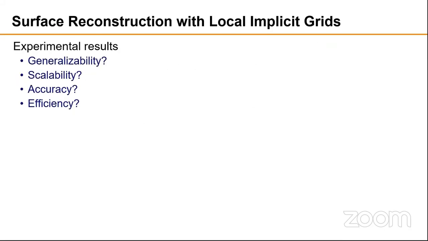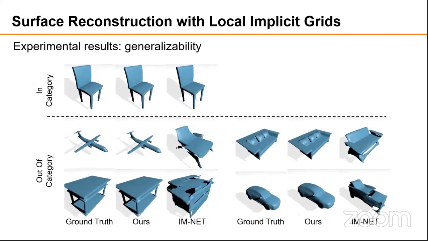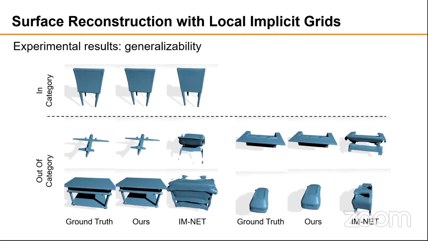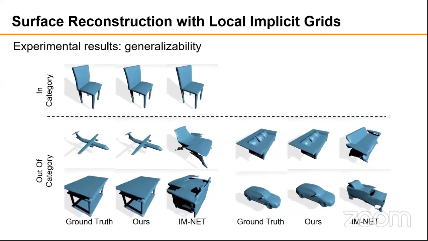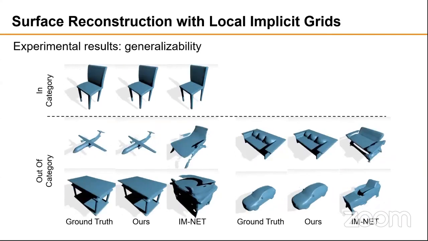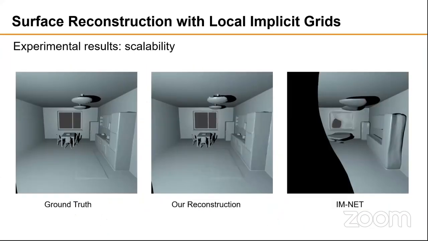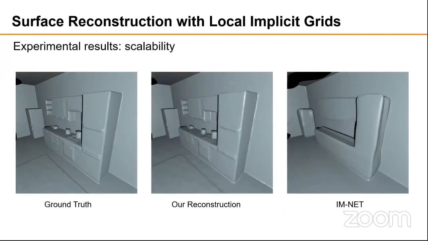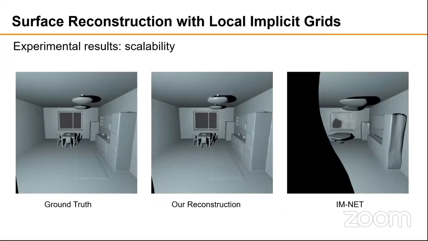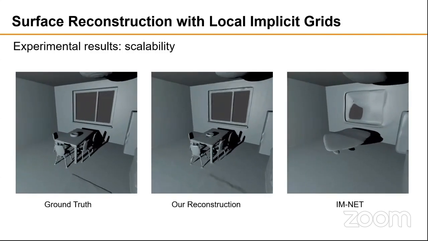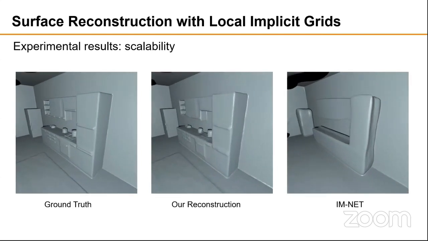To evaluate the properties of this method, we ran a series of experiments on both synthetic and real data. First, we tried training only on chairs from ShapeNet and then performed reconstruction of other categories, such as airplanes, sofas, tables, and cars. Because the grid size patches are reusable across categories, the model is able to generalize without any fine-tuning. Second, we compare our grid-based reconstruction to the result you get from ImNet for the same scene. Since ImNet has a single encoder and latent vector for the entire scene, it can't capture the fine details well.